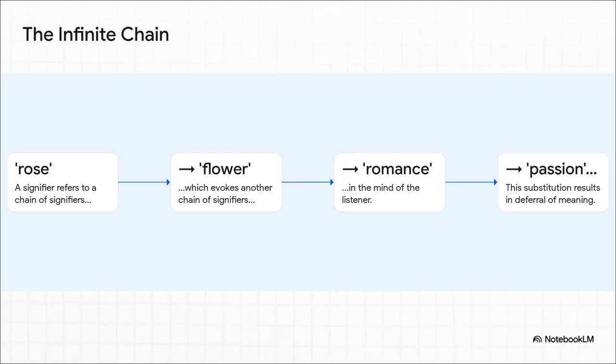Just follow this chain for a second. You start with the word "rose." In the old model, that points to the concept of a rose. End of story. But in this new view, "rose" just points to other signifiers, like "flower." And "flower" points to others like "romance." And "romance" points to "passion" or "love." And "love" points to, well, you see where this is going. It goes on and on forever. You never actually arrive at a final concrete meaning.